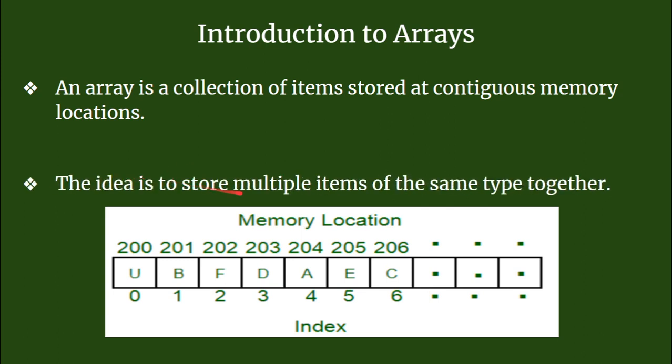The idea is to store multiple items of the same type together. So the items are of the same type. We cannot mix one integer with one character or with a string. So every element should be of a uniform type. The same type should be stored in an array.